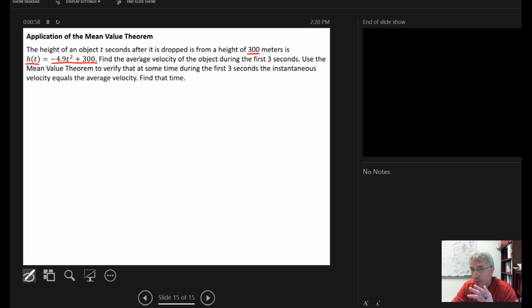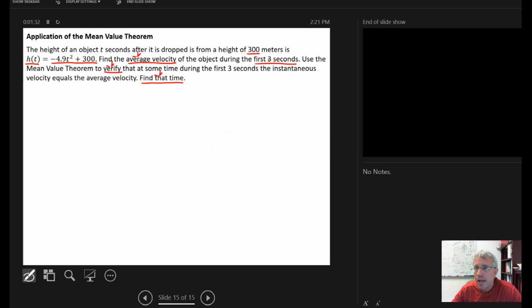So it's going to be broken into three pieces. Find the average velocity of the object during the first 3 seconds. Use the mean value theorem to verify that at some time during the first 3 seconds the instantaneous velocity equals the average velocity. Find that time. So there's 3 things to do. Find the average velocity, verify the mean value theorem can be used, and then find the associated time that the mean value theorem guarantees exists.